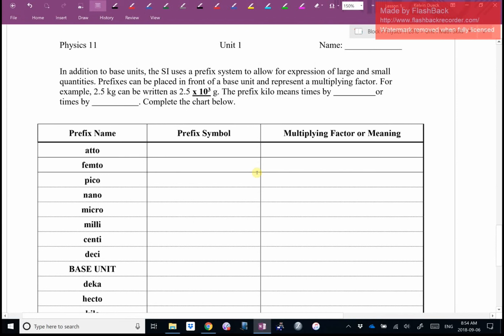In addition, turn the page. In addition to the base units, the SI system, what some of you think of as the metric system, but it's actually the System International, the SI system, uses prefixes to allow for the expression of large and small units. Prefixes are placed in front of a base unit, and they represent a multiplying factor.